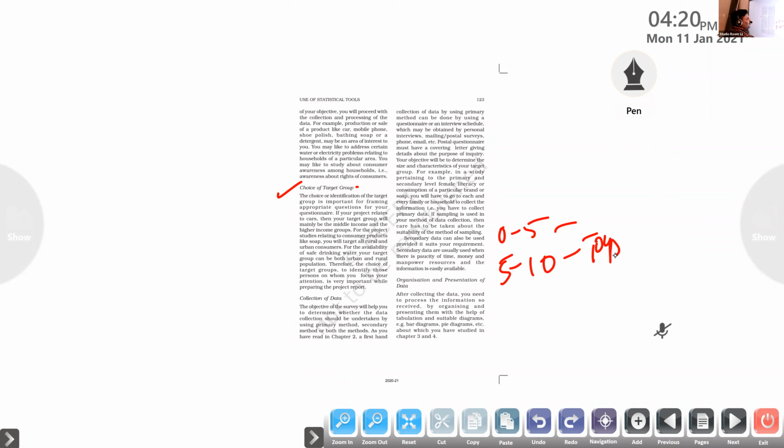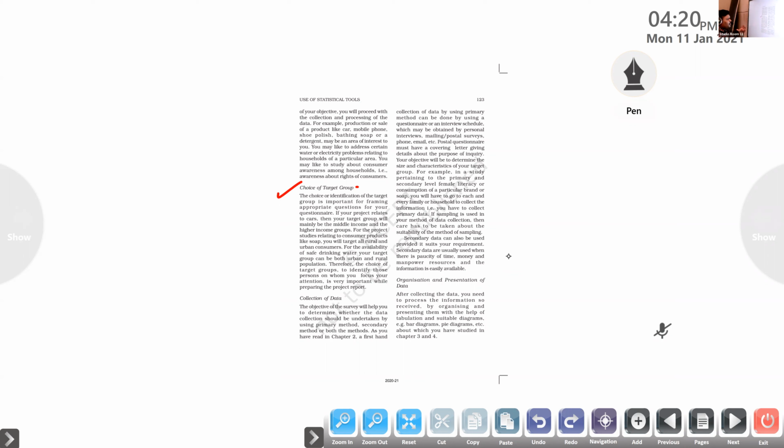Yes or no? 10 to 15, maybe coloring items, books, clear? 15 and above, video games or mobile phones, right? Clear or not? So each age group basically uses different types of products. By analyzing or categorizing the people by their age, we will get a clear idea about what product they need. So the choice or identification of the target group is important for framing appropriate questions for your questionnaire.